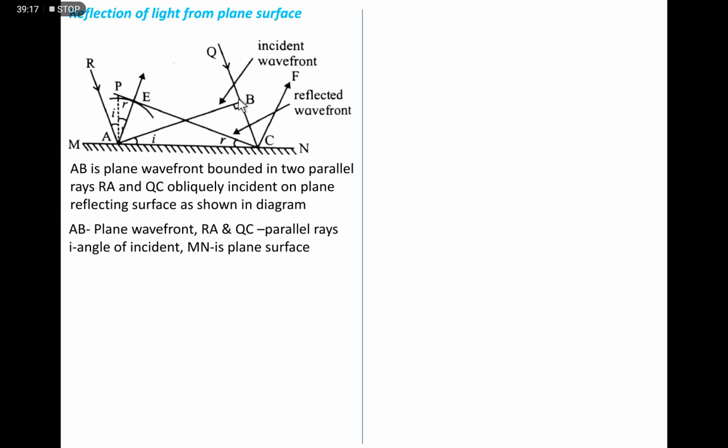In the same time, the waves which are emitted from this secondary source, that is A, will reach the point E. Means point E and point C are in the same phase. And the distance traveled by the waves from B to C and A to E will be the same. That is, AE is equal to BC is confirmed.